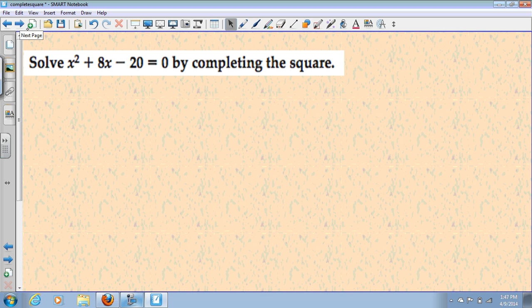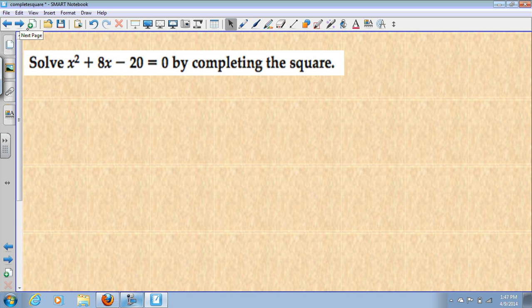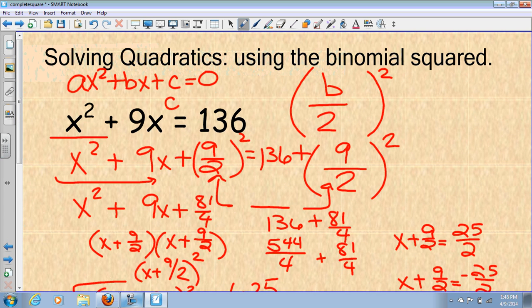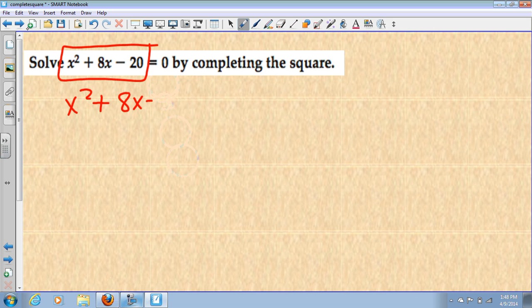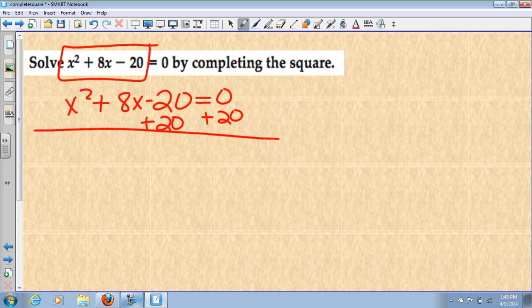What happens when I'm in standard form and it's already equal to 0? Can I take this equation and make it look like this one? You betcha. x squared plus 8x minus 20 equals 0. Oh, this is what I get for trying to rush. Add 20 to both sides. x squared plus 8x equals 20.